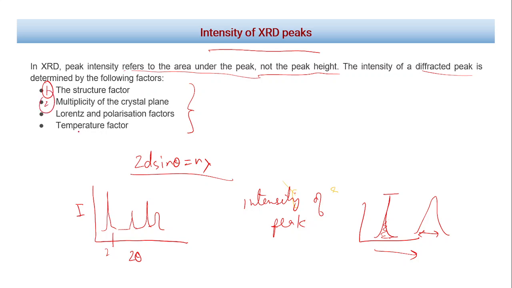The other factors, especially the temperature factor, we usually don't worry about much. Of course, if the temperature difference is too much, then it may matter, but usually we don't bother about the other factors. What we need to pay more heed to is the structure factor, how it influences the intensity of the diffraction peaks, and the multiplicity, how it causes the intensity of the peaks to increase or decrease.